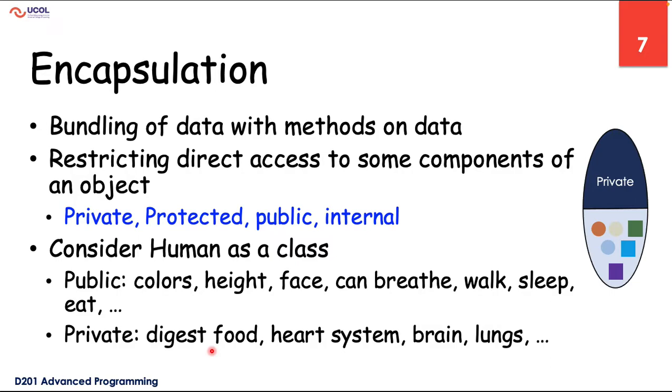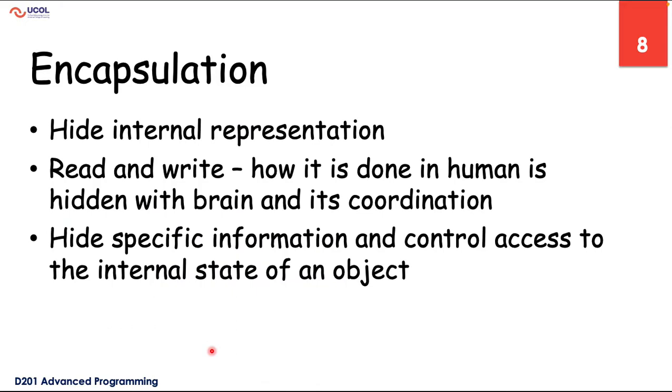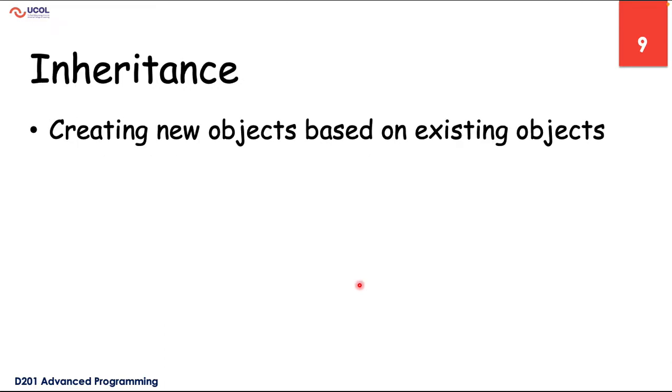So everything is encapsulated, that whole system that nature or God has made for us is encapsulated in our body. So we hide the internal representation. How reading and writing are done in the human is hidden with the brain and its coordination. Reading and writing hide specific information and control access to the internal state of an object. So that's encapsulation. The third thing is inheritance.